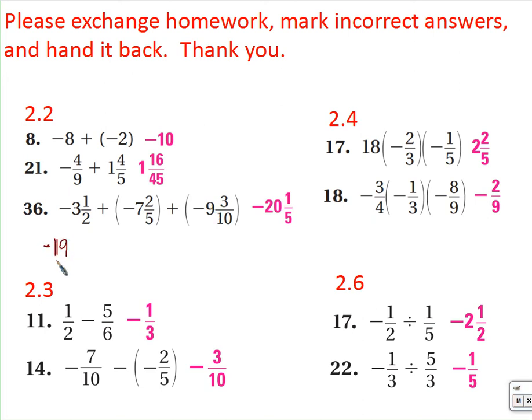Kind of using my advantage, I see it looks like this thing's going to simplify, and it's going to have a whole component to it. It's going to be an improper fraction, and I can pull some of it off of there. So I have the negative 19, that's all of the whole parts. This is really negative 3 plus 1/2 plus negative 7 plus 2/5 plus negative 9 plus 3/10, right? That's what negative 9 and 3/10 means.